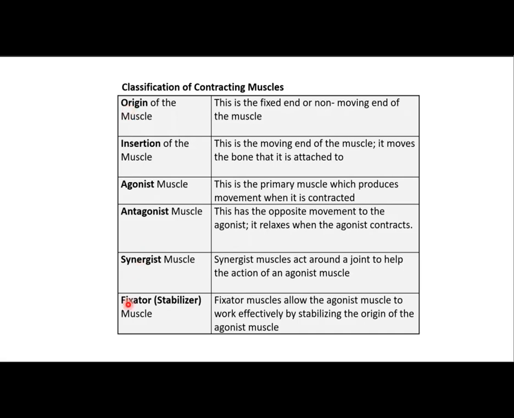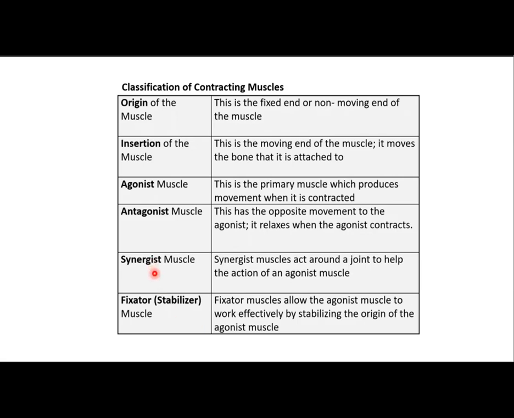These are called synergists. The fixator, for example, in your shoulder would be your rotator cuff muscles. They make sure that the bone in your shoulder joint stays in the socket. It will not glide out. These are little helper muscles at the origin of your muscle. That's called a stabilizer or fixator. They are also helping, but they are not synergists.